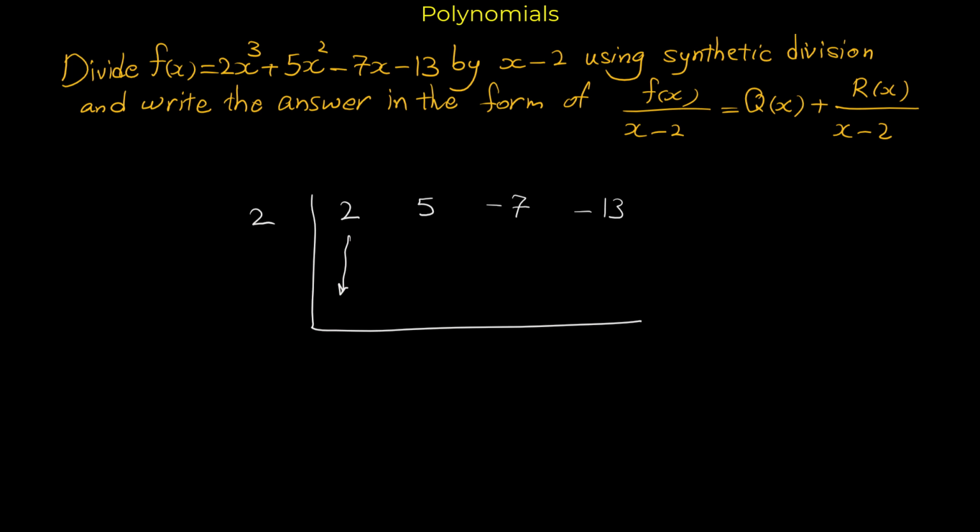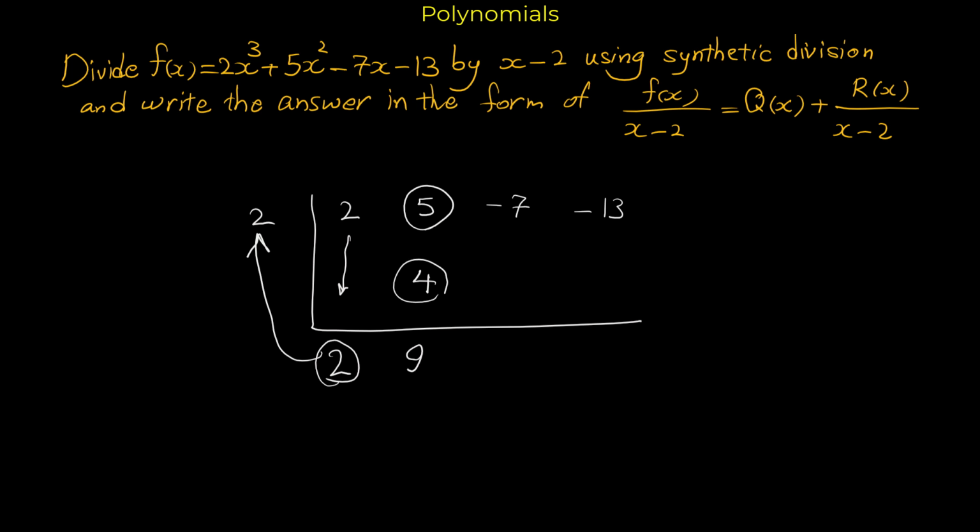In the first step, always you drop the first coefficient. So you have to write 2 below this line. Then we multiply this number by this. 2 times 2, 4. We write 4 here. Then we add these two numbers to each other.